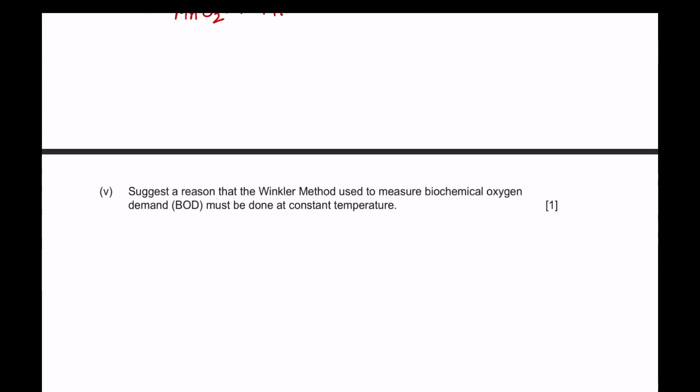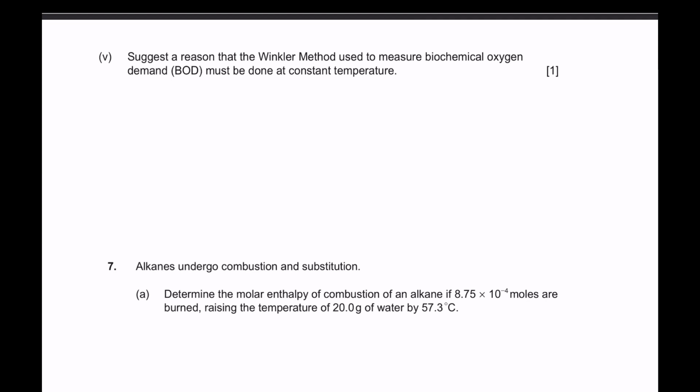Now, the last part of this question goes like this. We have to suggest a reason that the Winkler method used to measure biochemical oxygen demand must be done at a constant temperature. So what happens on increasing temperature? Whenever you have a sample of water from a water body, it would be full of bacteria and microorganisms. If you increase the temperature, generally the reproductive ability of these bacteria or microorganisms increases.